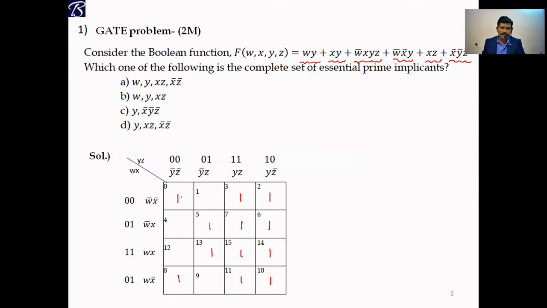Now consider the 0th cell. What is the maximum possibility? This 0, 2, and 8, cell number 10. All the corners form one quad. And if you observe, only one possibility of quad is there. So that becomes an essential prime implicant. So let us group this one.